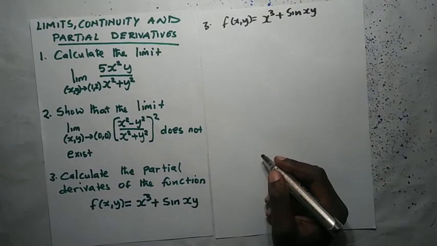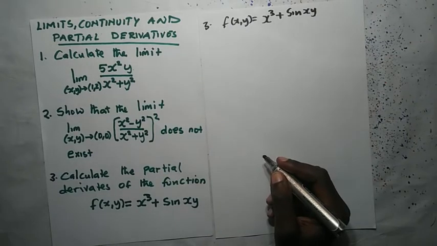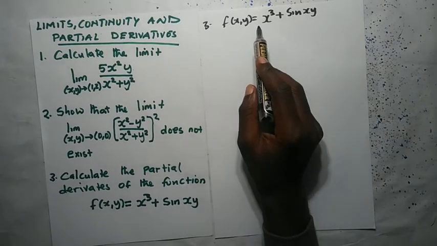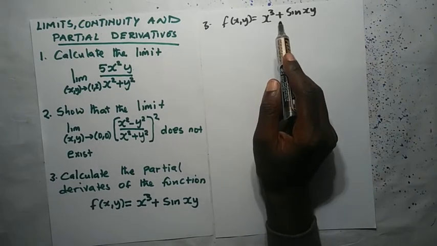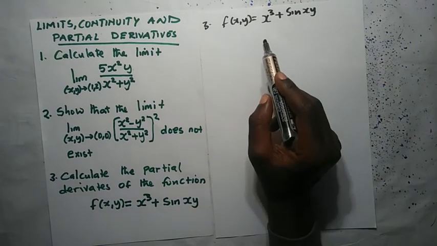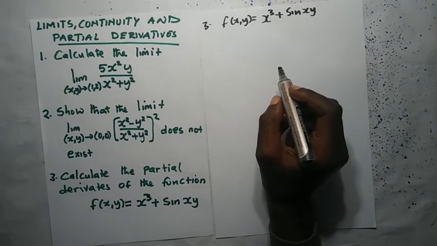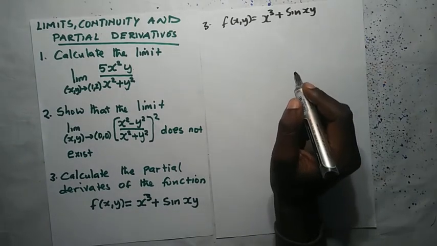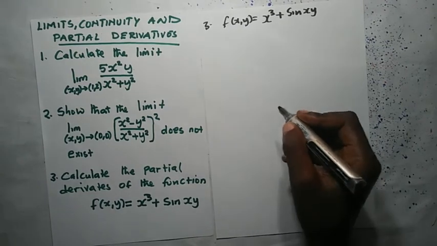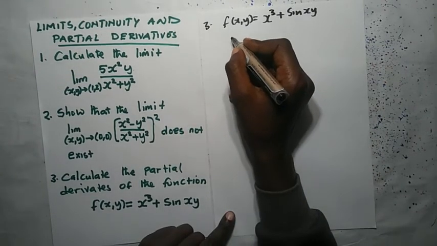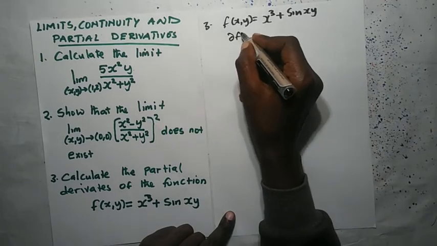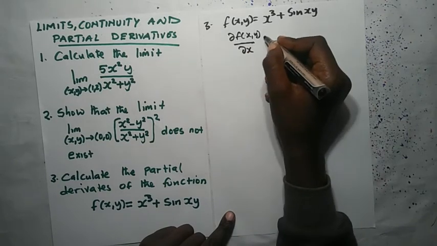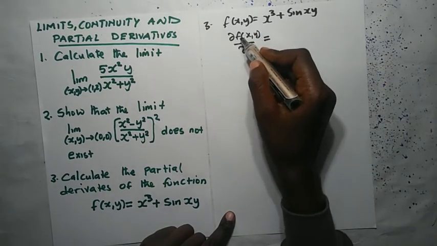When you are calculating partial derivatives, if you are told to calculate the partial derivative of this function with respect to x, then if there's any other variable in the function, you treat it as a constant, the way we treat constants. Remember, when we are differentiating a constant, we always get 0. So this is what we are going to do. We'll start with the partial derivative of this function f(x, y) with respect to x.